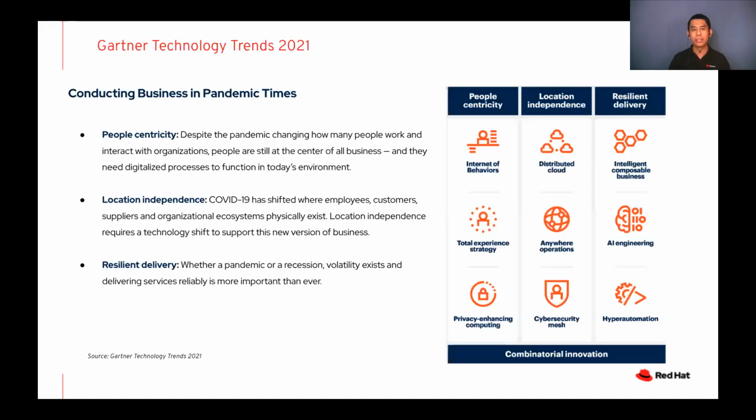And if you look at Gartner, this is very recent. I think it was published late last year, and Gartner called this the top strategic technology trend for 2021, because of the pandemic. Inside this paper, it listed 3 main trends, if you look at the verticals: people centricity, location independence, and resilient delivery.